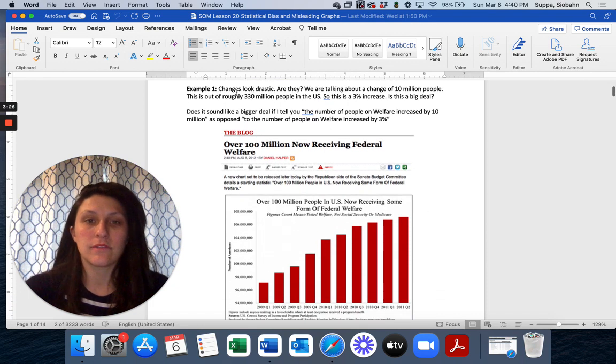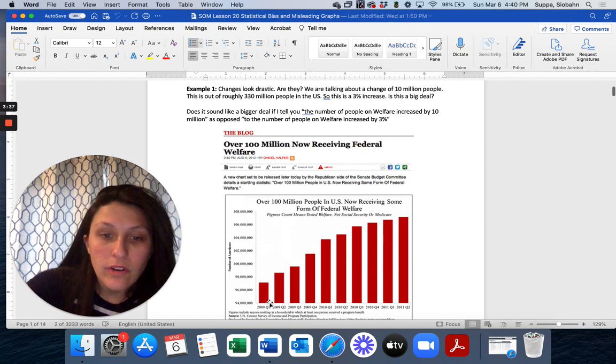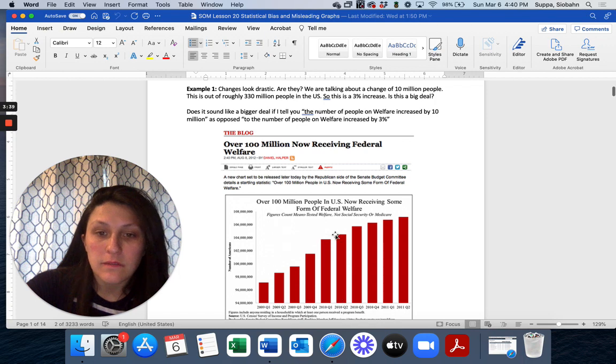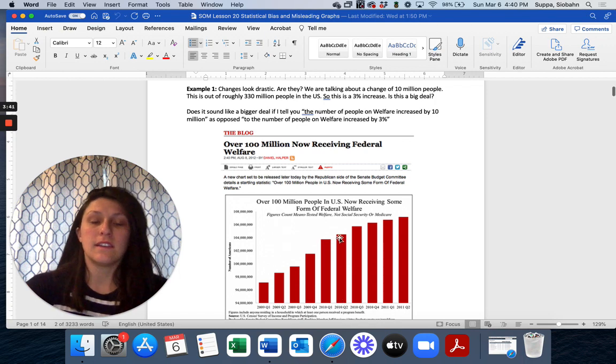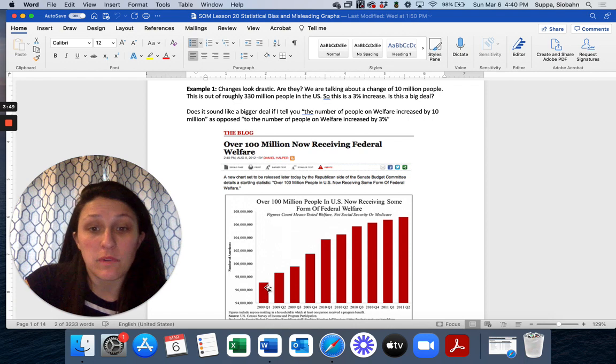Okay, so here's the first example where the changes look drastic between these bars. Like this bar looks like it's 1/3 of the height of this bar, right? So in other words, from 2009 up to halfway to 2010, it looks like we have doubled the amount of people on welfare. Now, did we? It looks like we've more than doubled, right? It looks like triple to me.